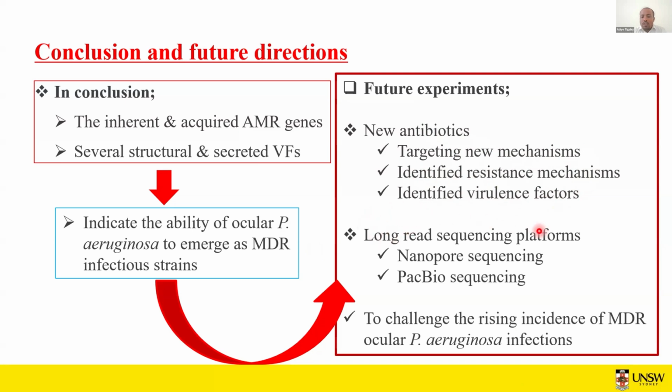Furthermore, long-read sequencing like nanopore sequencing and PacBio sequencing may help with characterization of this opportunistic pathogen, its associated virulence factors and antibiotic resistance, to tackle the rising incidence of multi-drug resistant Pseudomonas aeruginosa infections.